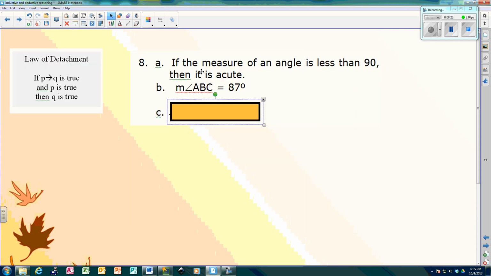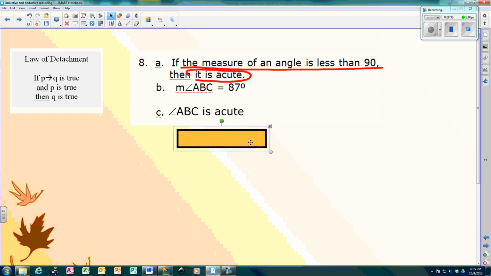Okay, using the law of detachment: if the measure of an angle is less than 90, then it is acute. If angle ABC is 87, so it's an angle less than 90, then by the law of detachment, angle ABC is acute. So if P, then Q is true, and P is true, then Q is also true.